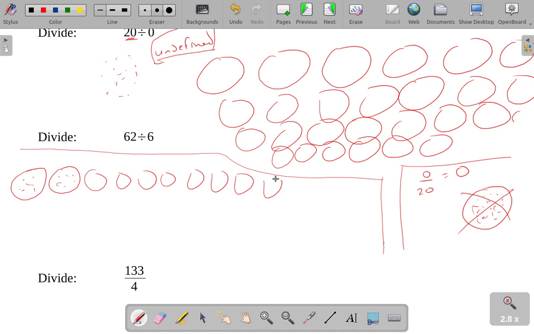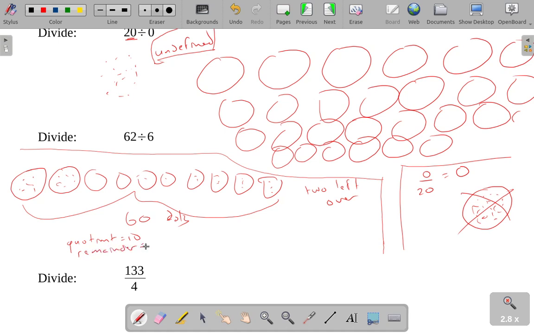If I have 10 groups of these dots with 6 each, this accounts for 60 dots. And then there's 2 left over. So what we would do is we would say that 62 divided by 6 is equal to the quotient here. Sometimes this is called the quotient. It is 10, because there's 10 groups, and we have a remainder of 2. There's 2 that are left over.